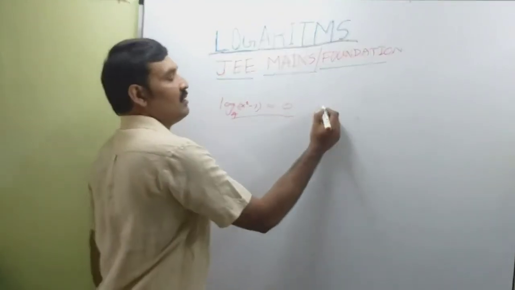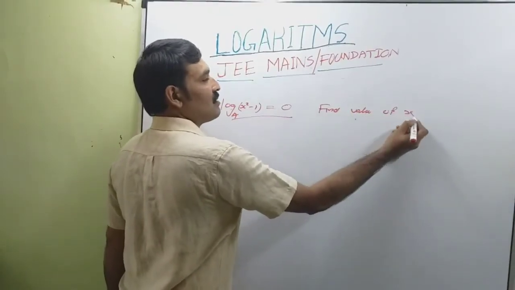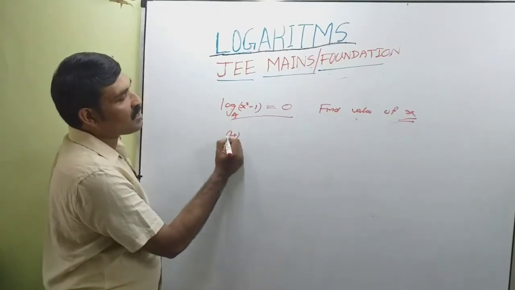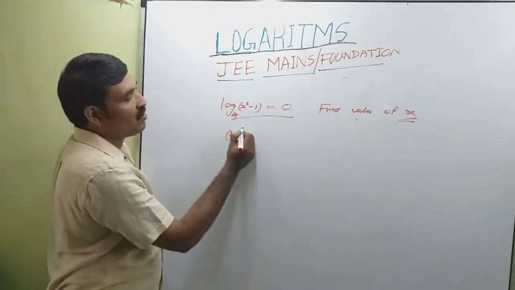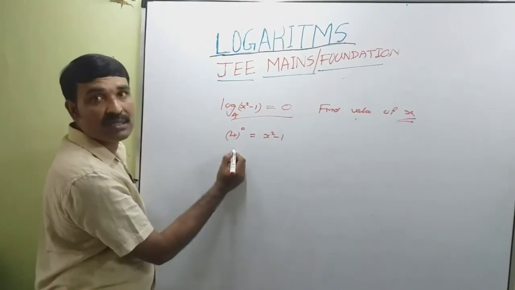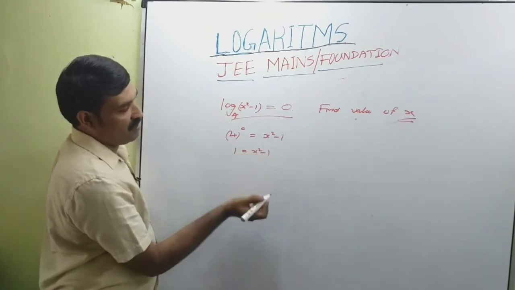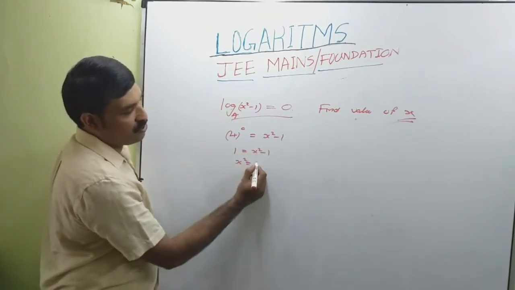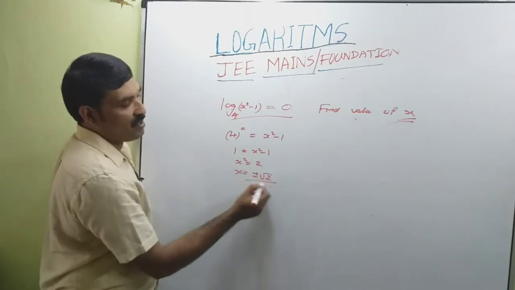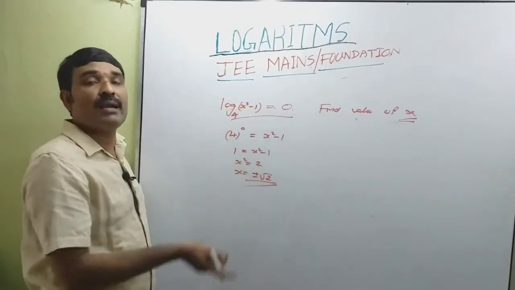Log of x squared minus 1 to the base 4 is equal to 0, given. Then find the value of x. So we can write 4 raised to 0 is equal to x squared minus 1. That means 4 raised to 0 is 1, so 1 is equal to x squared minus 1, or x squared is equal to 2, so x is equal to plus or minus root 2. Both values will satisfy this equation since it is a square type.